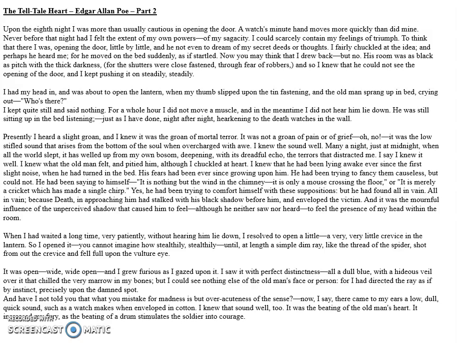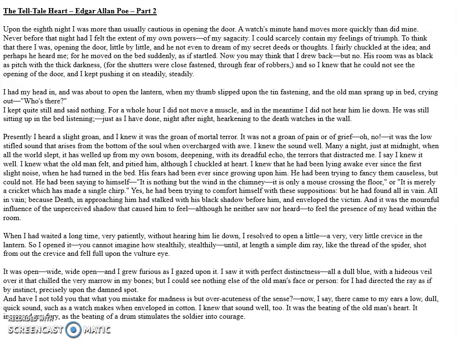When I had waited a long time, very patiently, without hearing him lie down, I resolved to open a very, very little crevice in the lantern. So I opened it. You cannot imagine how stealthily. Until at length a simple dim ray like the thread of the spider shot from out the crevice and fell full upon the vulture eye.